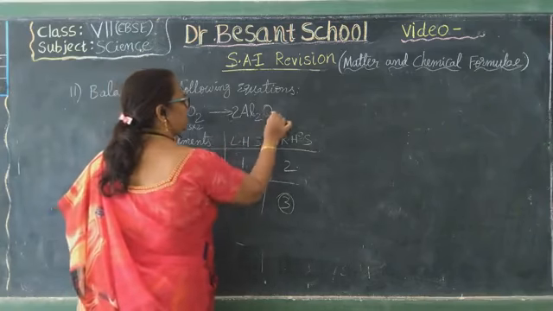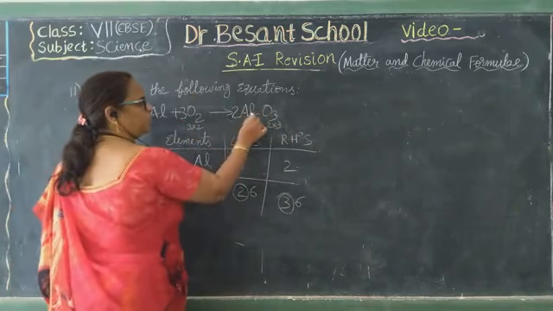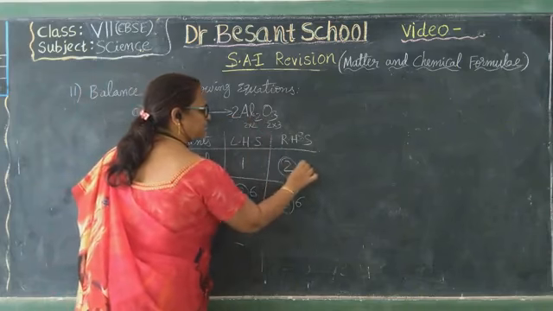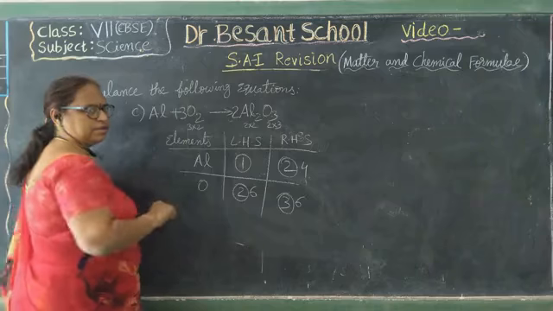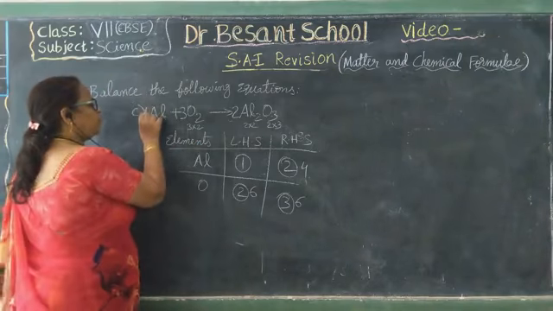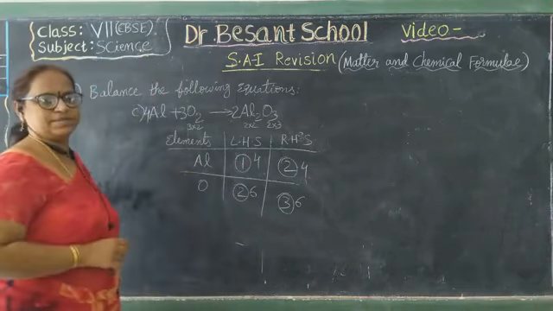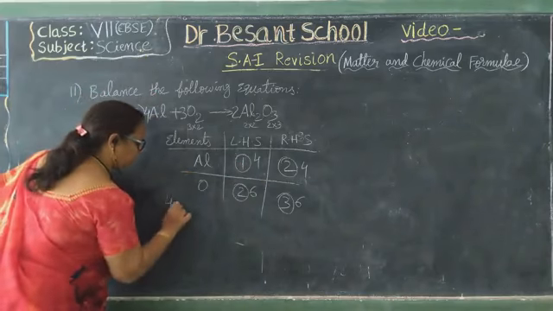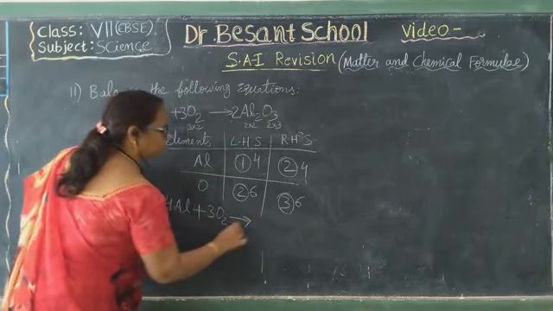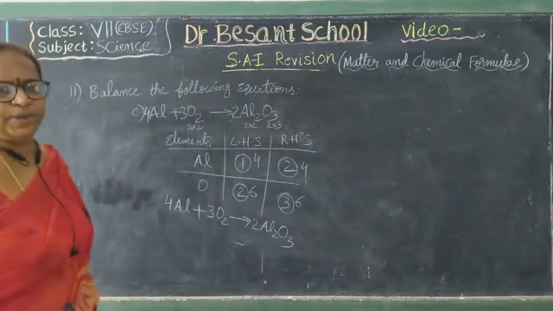Now oxygen how many? 2 into 3, it is 6. Oxygen balanced. But now see aluminium on RHS side, how many did it become? 2 into 2, aluminium RHS side 4. This side only 1 is there. This 1 to become 4, with which number should you multiply? Yes, you should multiply with 4. So keep 4 before Al. Now this also became 4. Now all are balanced, isn't it? Now the balanced equation is 4Al plus 3O2 gives rise to 2Al2O3. This is the balanced equation.